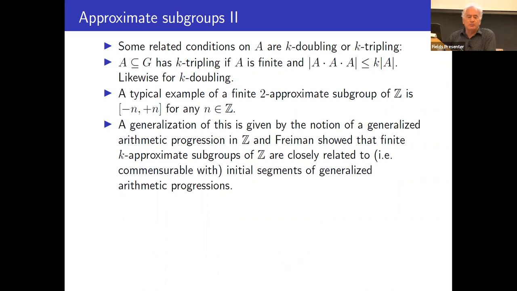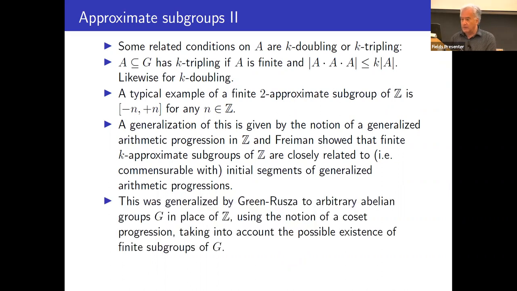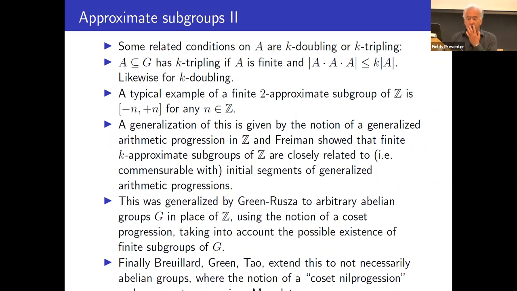The notion of closely related means commensurable, which means finitely many translates of one cover the other, where there's a bound on the number of translates depending on some other data. This was generalized by Green and Ruzsa to arbitrary abelian groups in place of Z, using a notion of coset progression, which takes into account the existence of finite subgroups of the group in question. Again, I'll give some definitions later. And finally, in this big result of Breuillard, Green, and Tao, they extend this to not necessarily abelian groups. The notion of a coset nil progression replaced the coset progression. So the general theme is that these approximate groups, or finite sets with small tripling, are close, in a suitable sense, to highly structured things such as arithmetic progressions, coset nil progressions, etc.